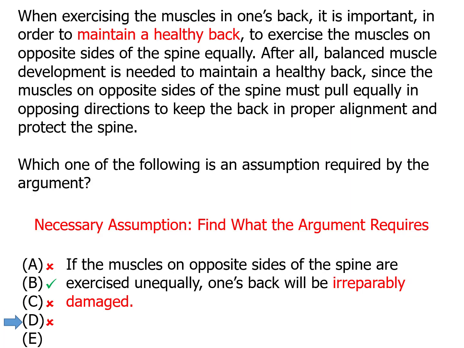Answer choice D is wrong because it goes way too far. The argument is just trying to prove that you need this development in order to have a healthy back. This says if you don't do it evenly, you're going to have a back that's irreparably damaged. That's way more than the argument requires.